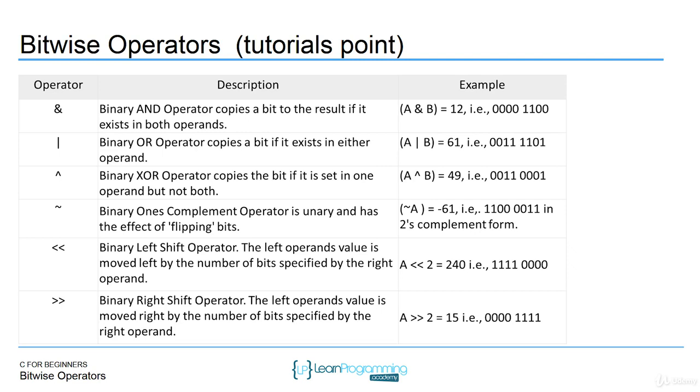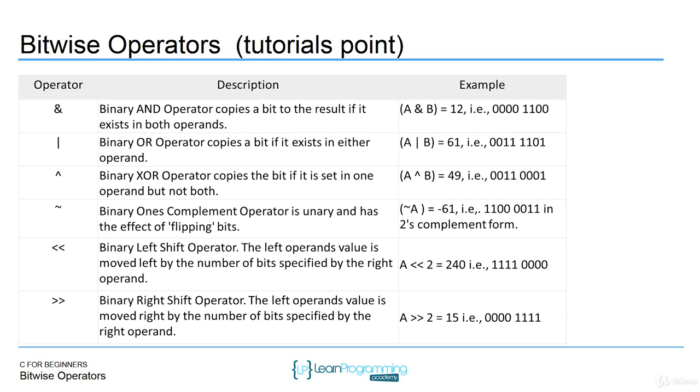So if A and B is equal to 12, you're going to have a binary representation of 00001100. So A and B would be that number. And we'll go through some examples. A binary OR copies a bit if it exists in either operand. Okay, so A or B will copy a bit if it exists in either operand. So if either operand is equal to 1, it will copy a bit.